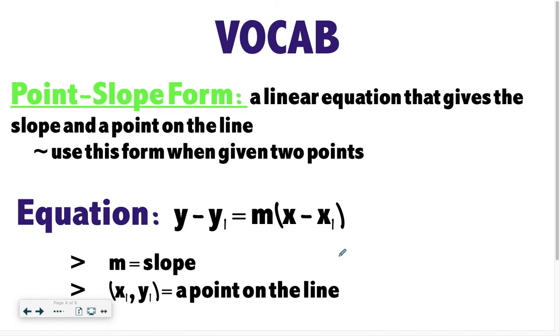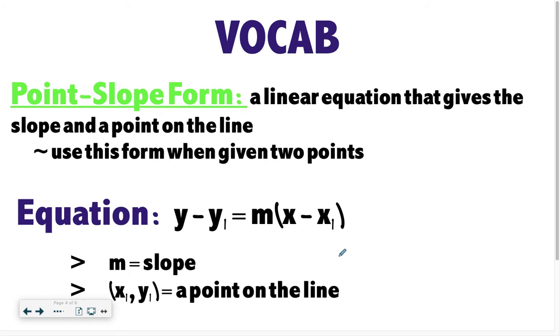So we've talked a lot about slope-intercept form. Now I'm going to introduce you to a new equation form. It's called point-slope form. This is a linear equation that gives the slope and a point on the line. So that point isn't necessarily the y-intercept. So sometimes I will give you a problem that says the slope is 3 and the point is 2, 3. What is the equation? This would be a good time to use point-slope form.